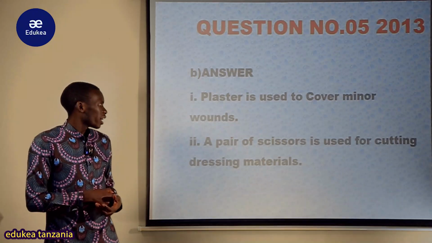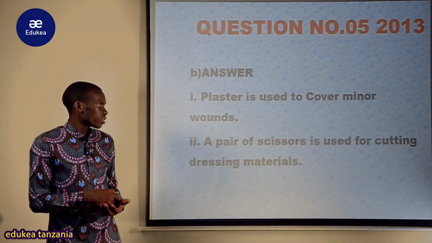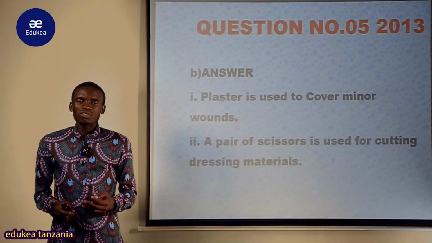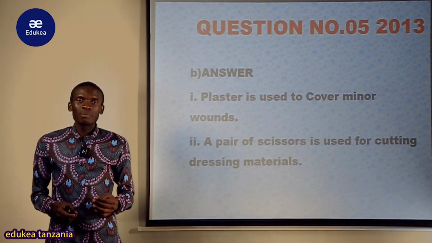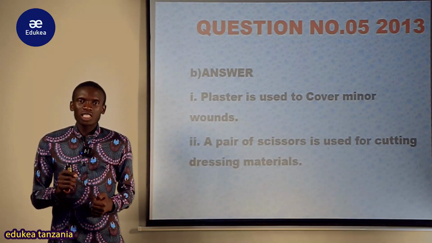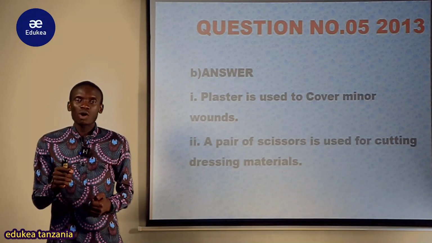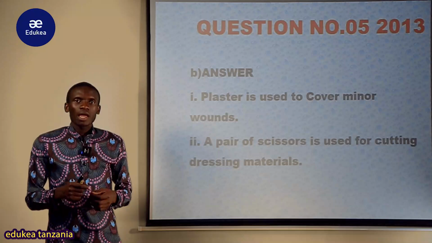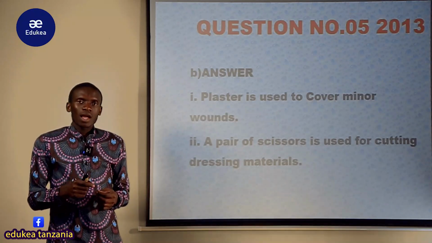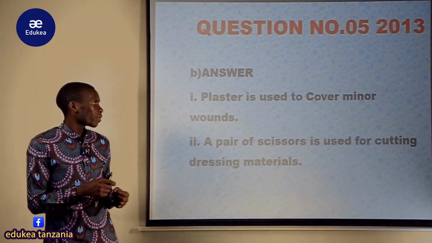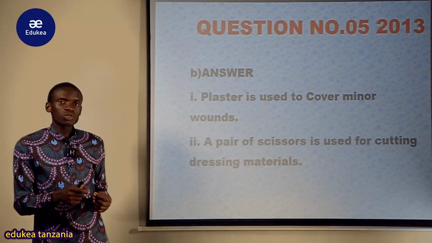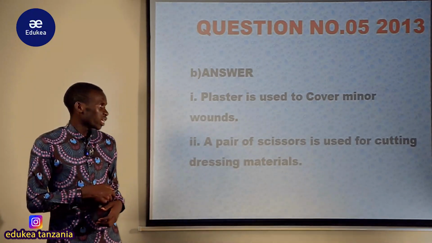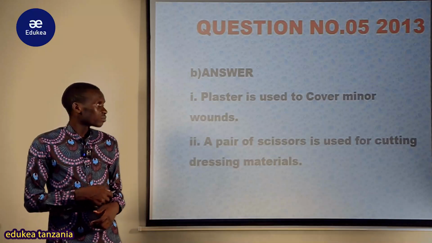Then a pair of scissors is used for cutting dressing materials. Ile mkasi, kwa mfano pair of scissors, pia kuna razor blade, wembe, huwa hutumika kukatia material ambazo zenye kama nguo. Hata kukatia kwa mfano hizo bandage, kuna sterilized gauze. Unatumia nini? Unatumia hii pair of scissors.